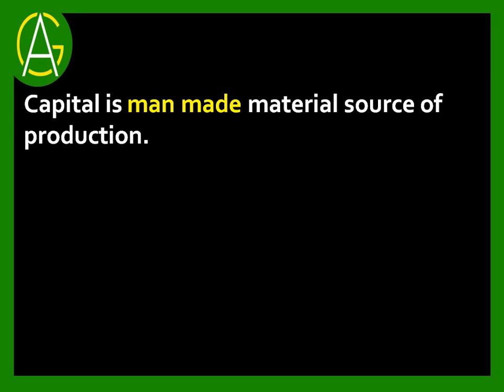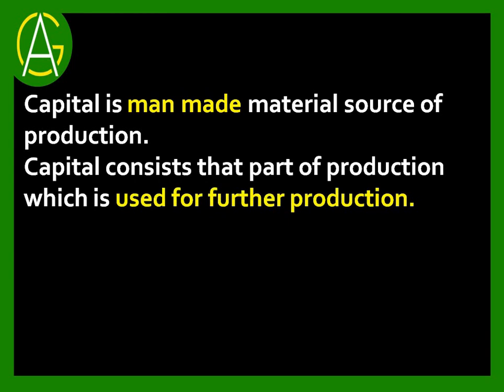For example, man has created a machine, so that machine is useful for production, so that machine will be considered as capital. Capital consists of that part of production which is used for further production. Do remember this, capital is that part of production which is useful for further production. It means that capital itself is a production. As I gave you the example, if a man has created a machine, the creation of the machine is itself a production. Now that machine will be utilized for further production.